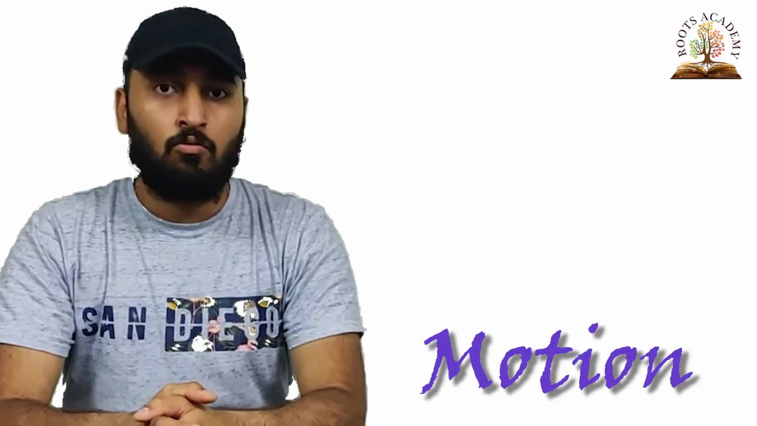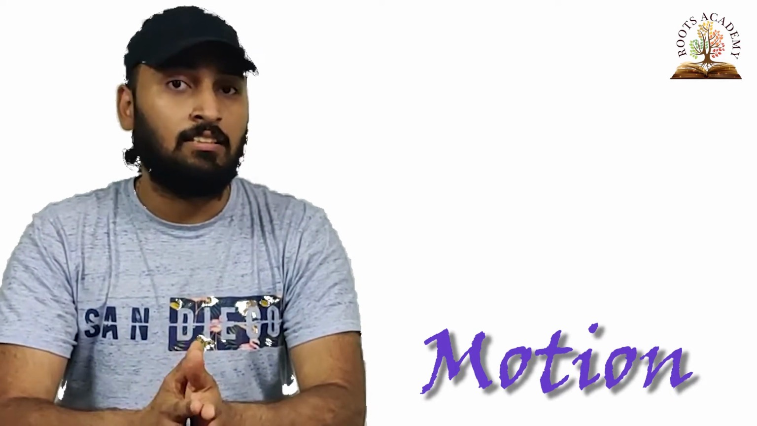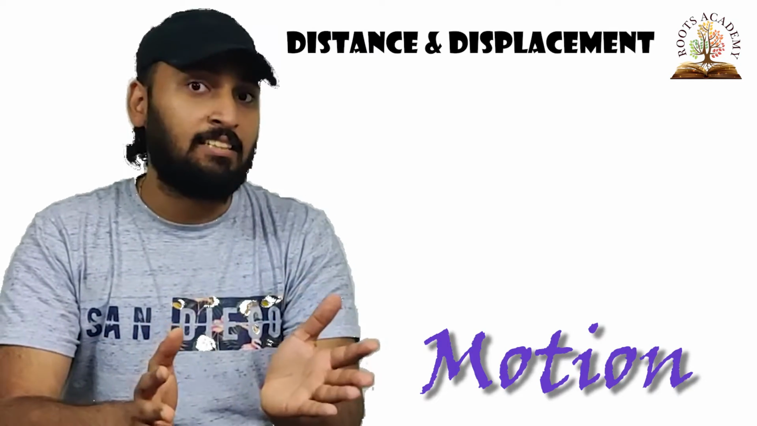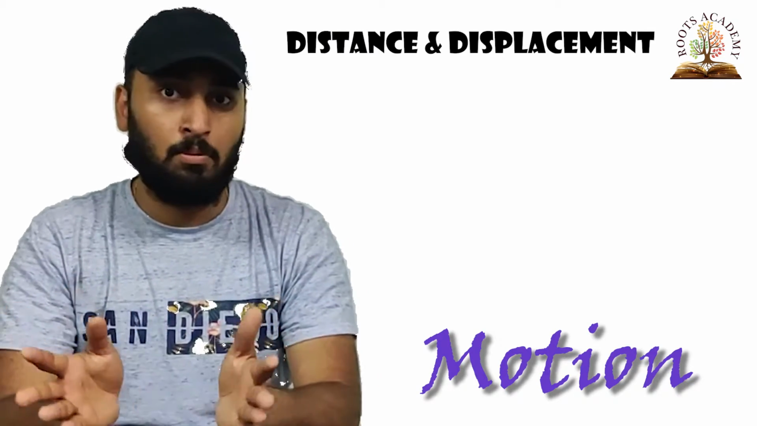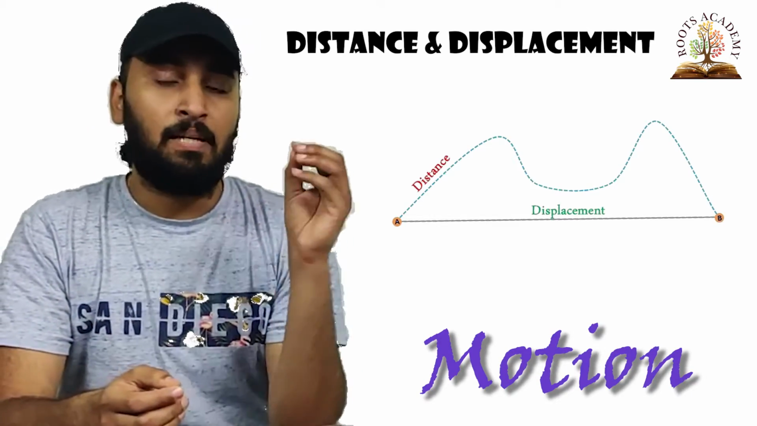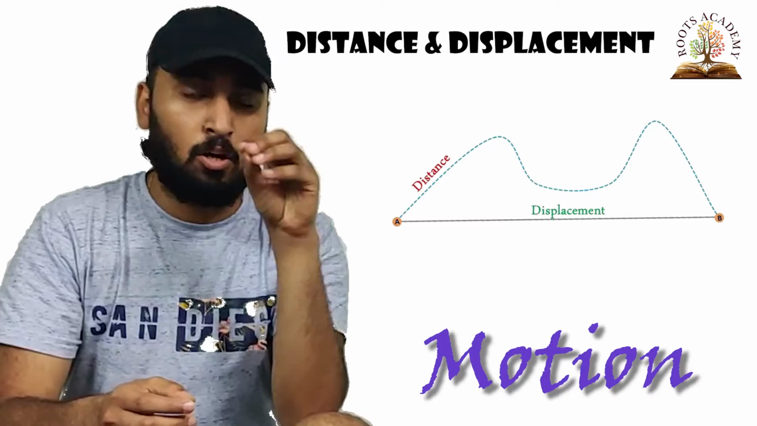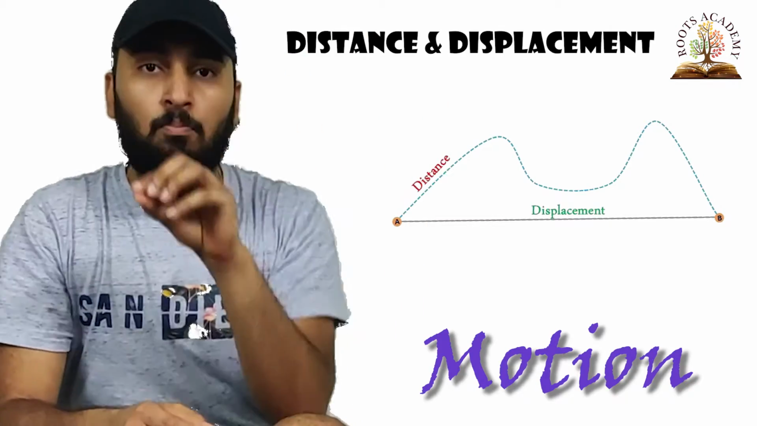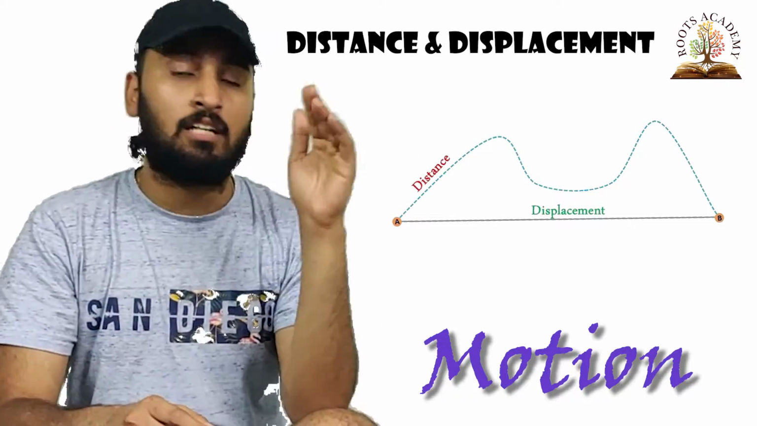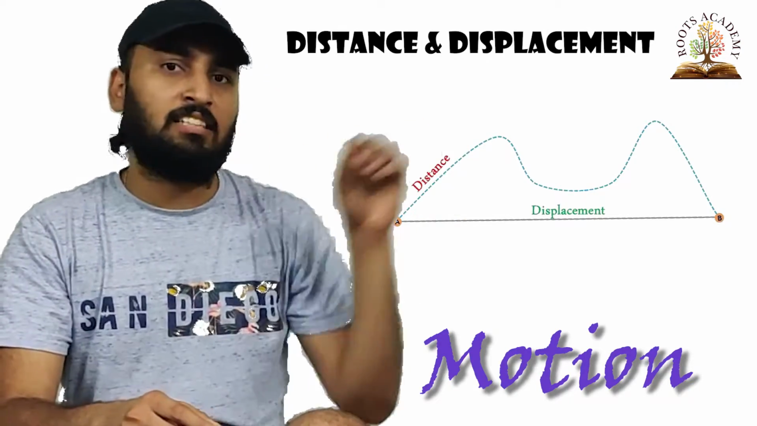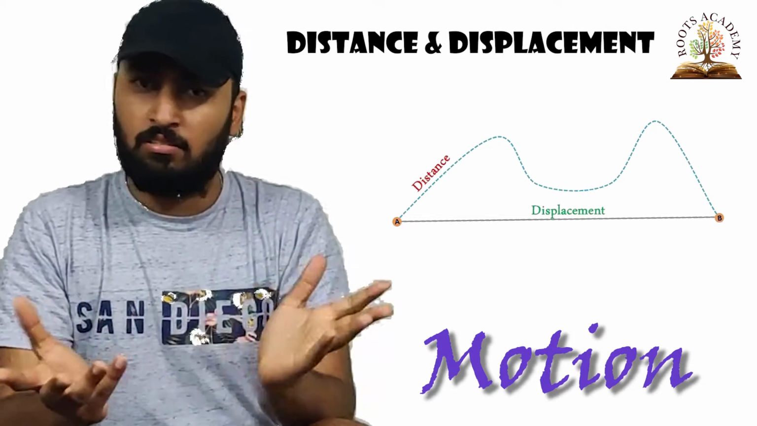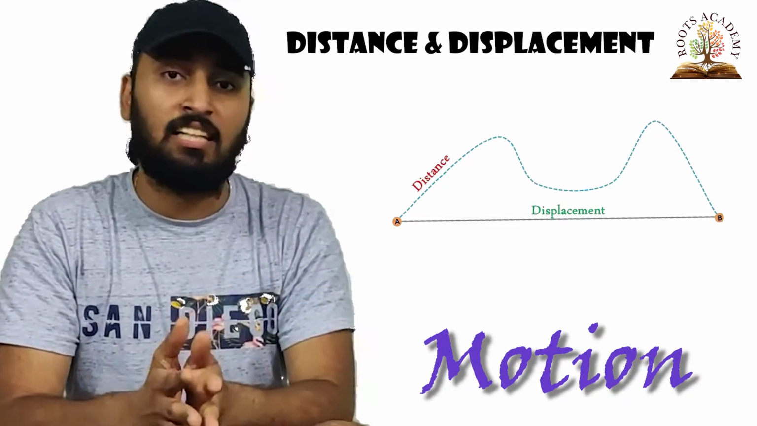Moving forward, what we're going to learn is distance and displacement. Now, this is a very important topic for 6th to 10th standard in all the books. Now, what exactly is distance? Distance is basically the path traveled by the object from point A to point B. Now, this path can be in a straight line, can be a curved line, or can be traced as any path in any form and can change direction at any point.